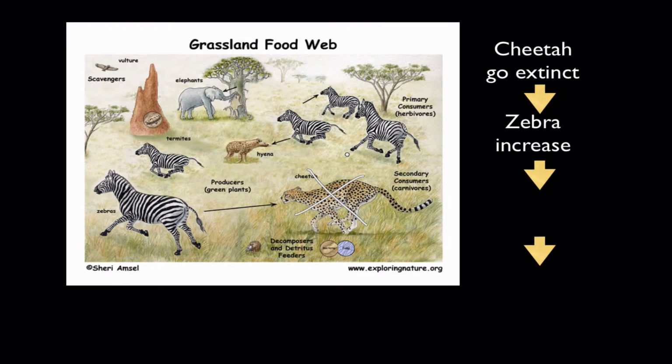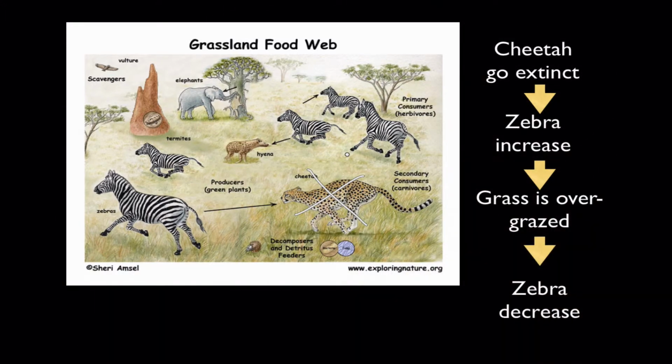With more babies surviving, more of the zebras are going to be surviving to adulthood and maybe overgrazing the grass. If all the grass is eaten, then the wind can get to the soil and start to blow it around, and the zebra are going to start to starve to death because they're going to experience a famine.